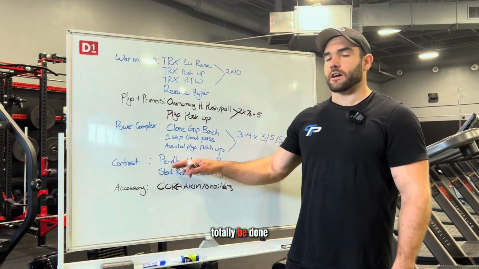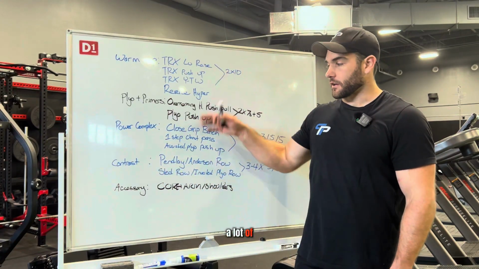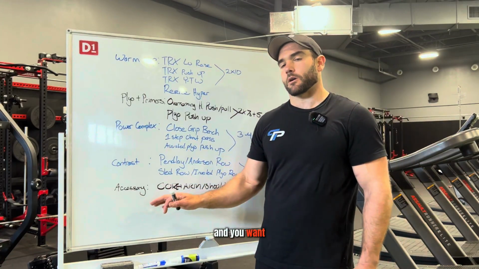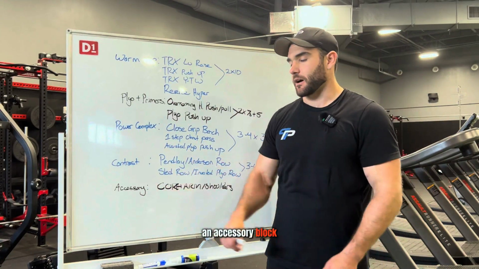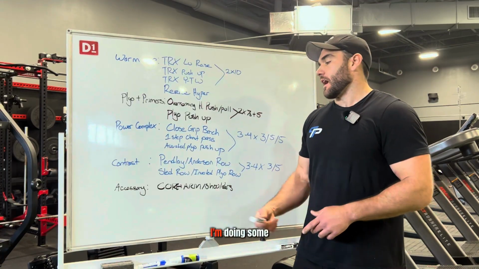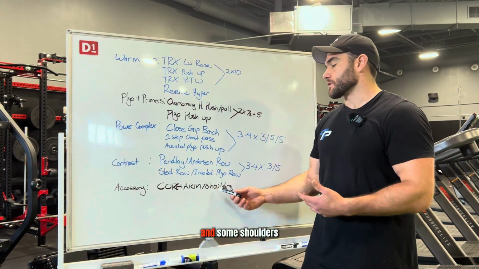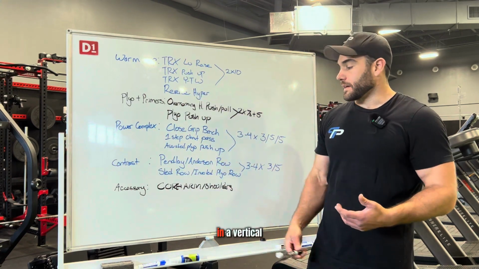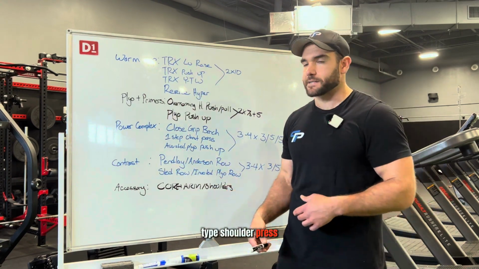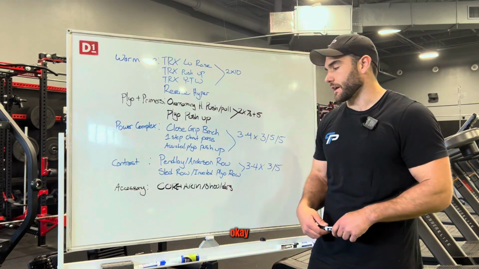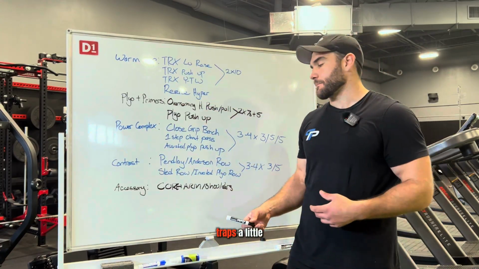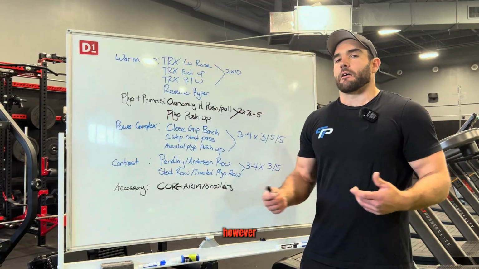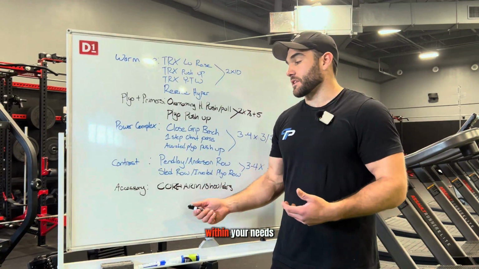Now you can totally be done here after the contrast set. We had a lot of good work, had a lot of good volume with what we're doing, but if you have some time and you want to work some other stuff, you can add an accessory block. Typically in this accessory block, I'm doing some core, some arms, and some shoulders that maybe I didn't get hit throughout this. So I might put in a vertical type shoulder press in here because we only got horizontal here, okay? Or I might hit the upper traps a little bit more. It really depends on what you want, and I want you to be able to use this however you want to be able to make it fit within your needs.